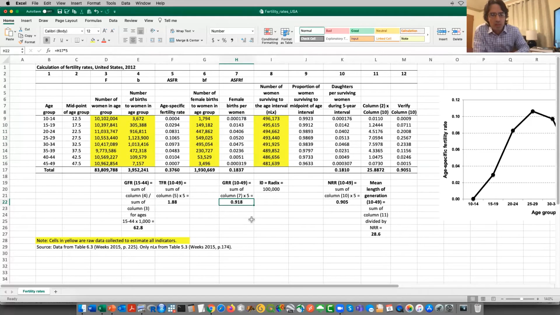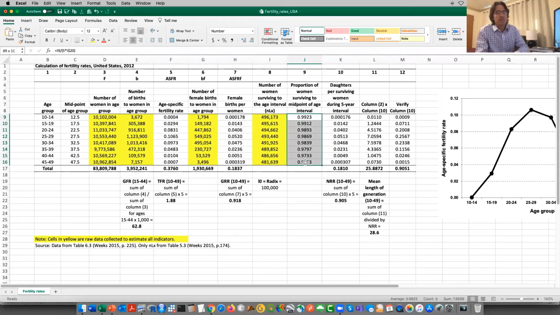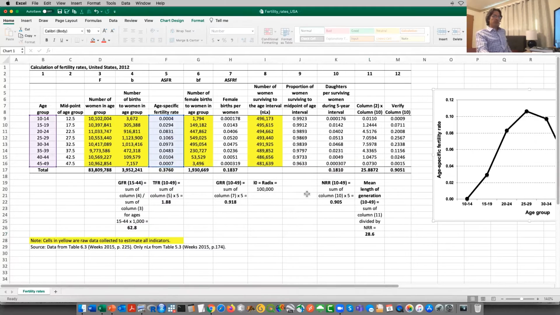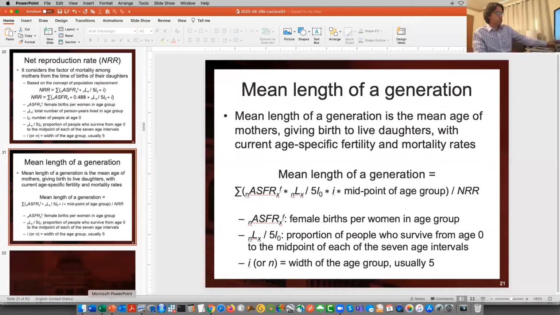If women were exposed to these age-specific fertility rates that consider only female births, they would have on average 0.918 daughters. If women were exposed to these age-specific fertility rates that consider only female births, and if we deducted the fact that some of these women will die throughout their reproductive ages, these women would have on average 0.905 daughters. And these daughters would be born when women would be on average 28.6 years, right? And this graph here is pretty much just showing the age-specific fertility rate, to show that we can also do the same exercise. And the highest rate here is verified for the age group 25 to 29. Cool? Questions? Cool.